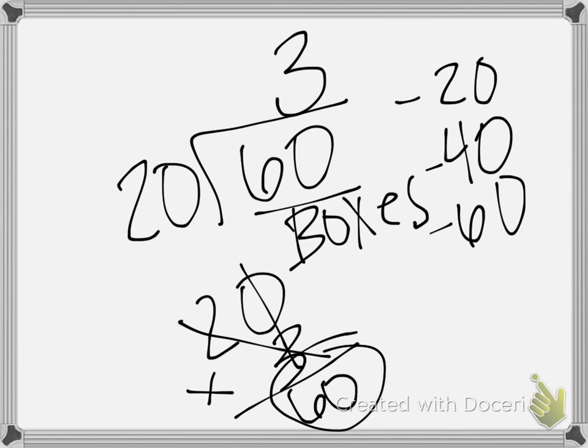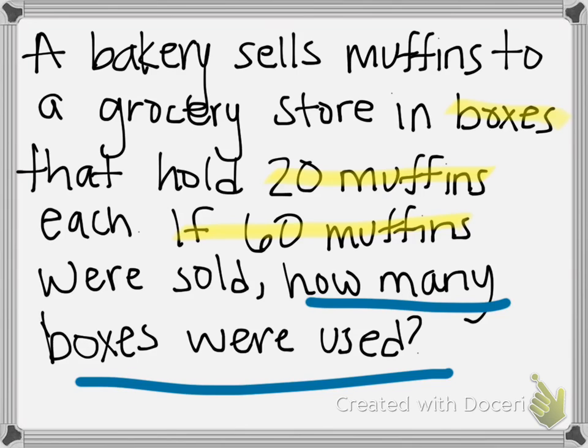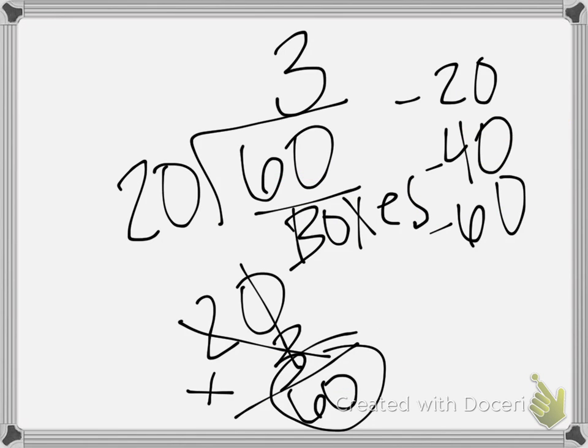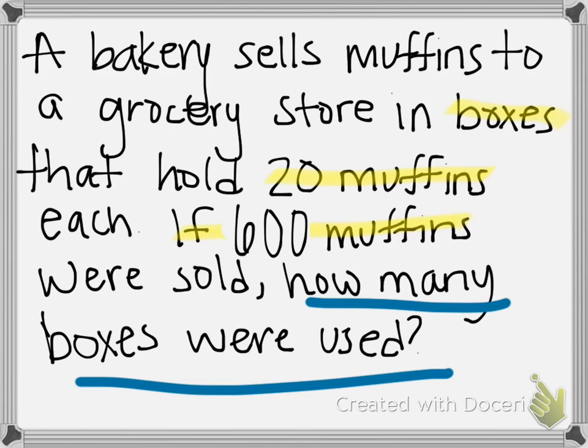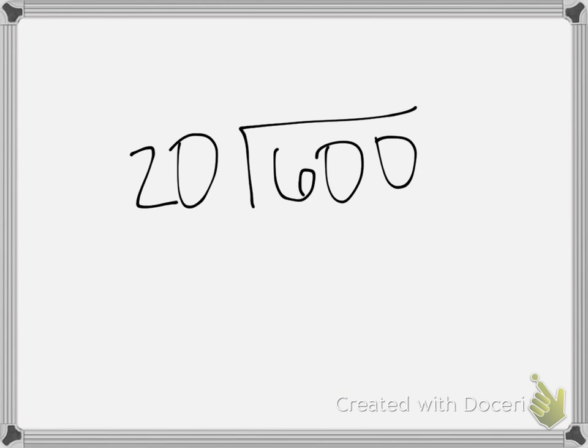Now, if I go back to my problem and I say that I want to switch up 60 muffins to 600, a little more scary for some of you, but it's not because you have a pattern to follow. So have this work that you just did for the 60 boxes. Now we want to change the 60 muffins to 600 muffins. So we need to change our problem. Now we have to say 20 divided into 600.